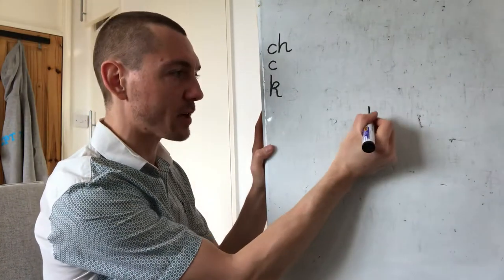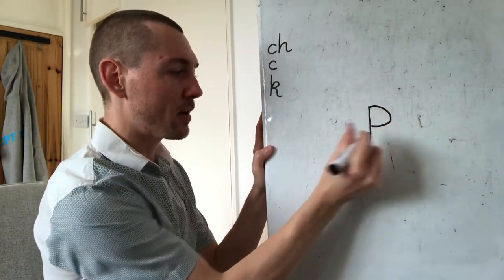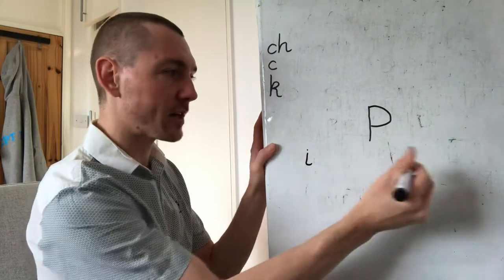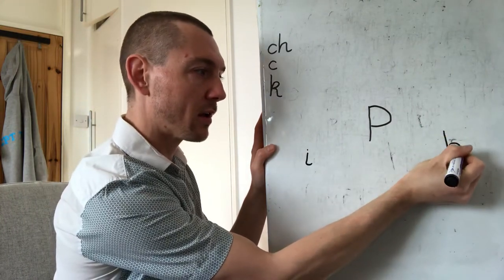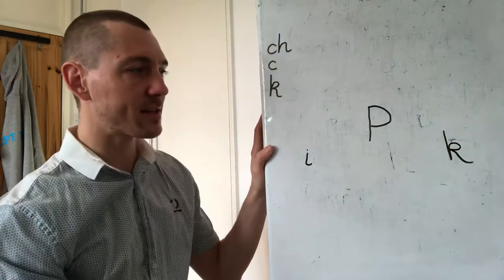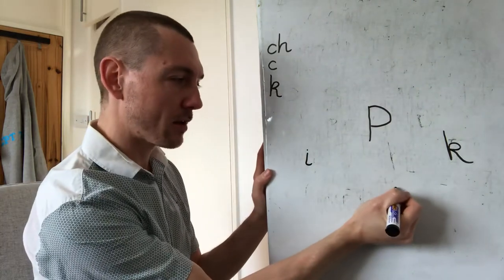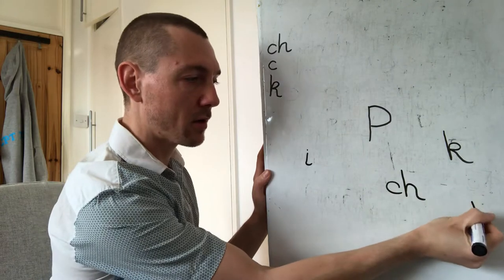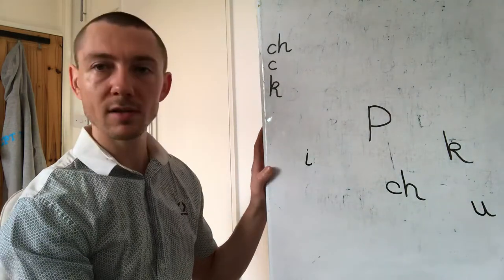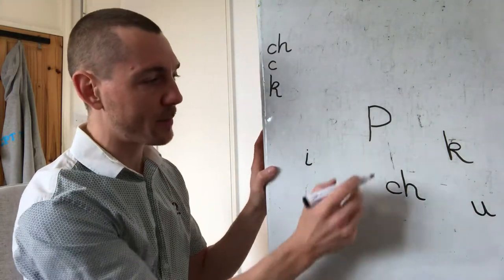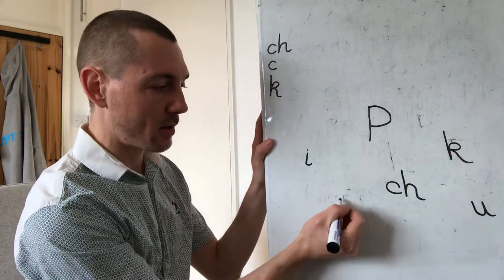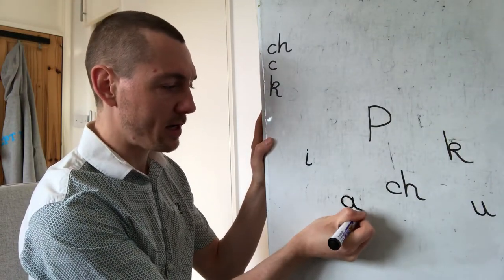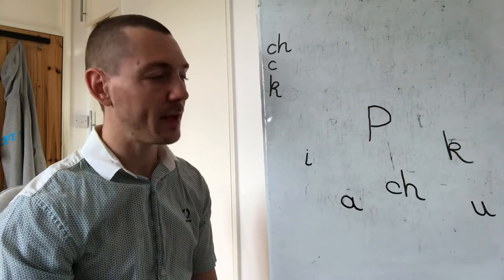Okay, everybody has heard of this creature. It's a character's name from a cartoon. Three syllables, and it starts with a capital P. Okay, have you guessed? It's Pikachu.